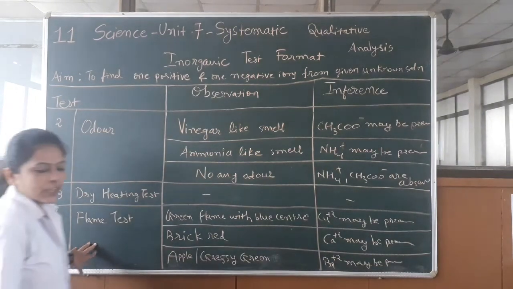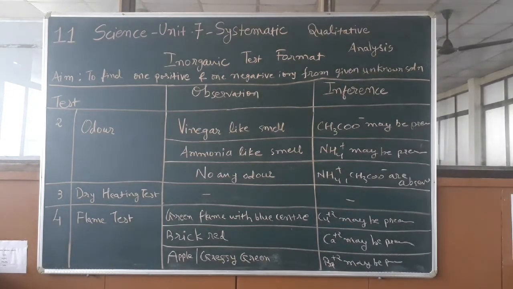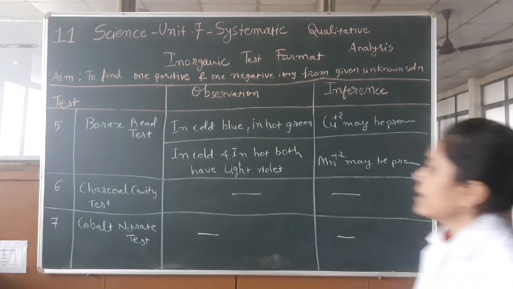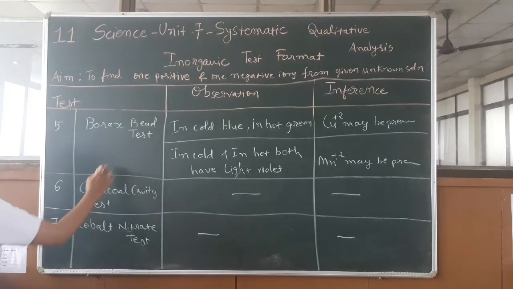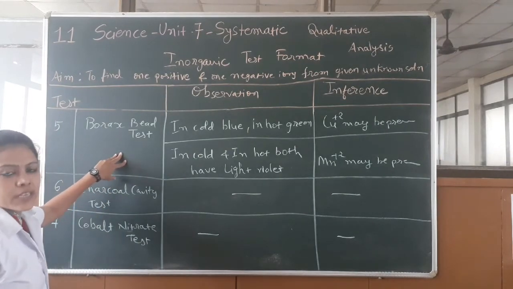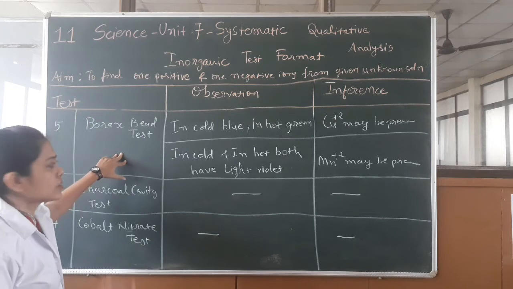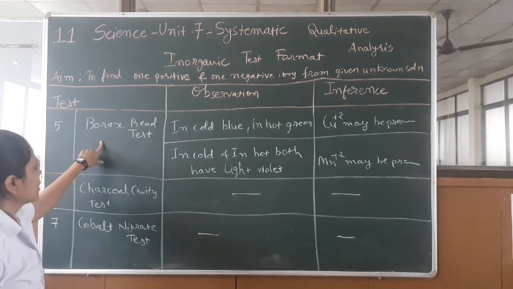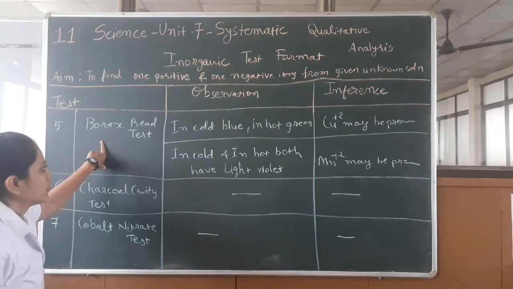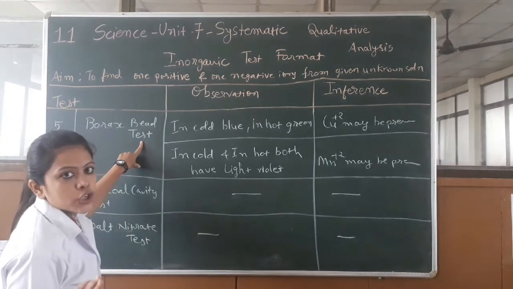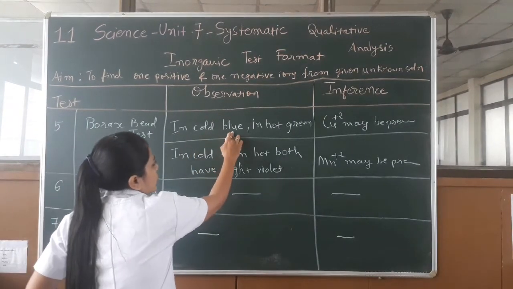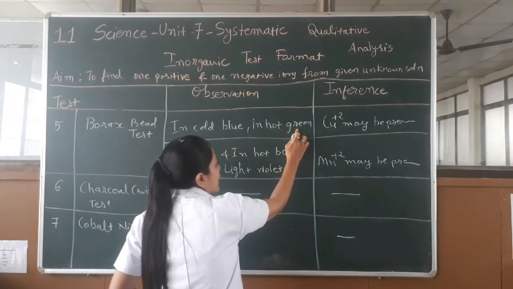Let's move to the fifth test. Fifth number test is borax bead test. Flame test and borax bead test, you don't need to do these two tests, but you have to just remember. This borax bead test is for colored solution. If your solution is colored, then you have to do and remember: in cold, blue bead; in hot, it's green bead.